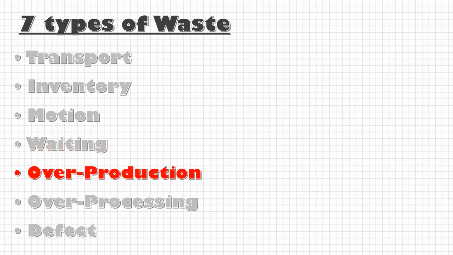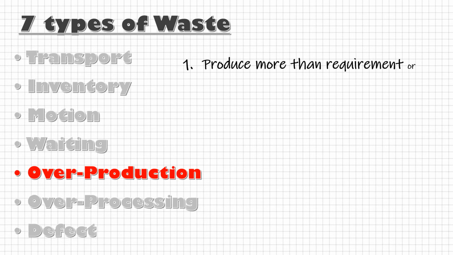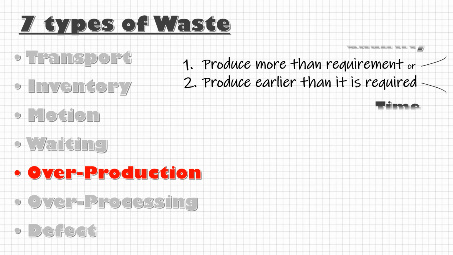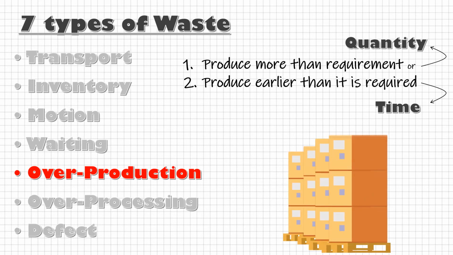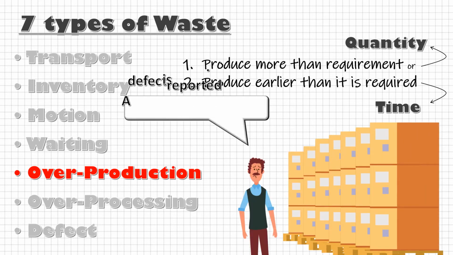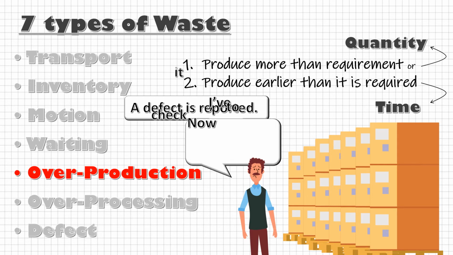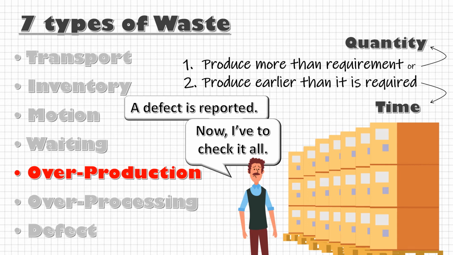It is waste when, number 1, we produce more than the customer demand, and number 2, we produce earlier than it is required. Remember, just in time? In fact, it is considered the most dangerous type of waste as it easily leads to other waste. If we produce more, we have more inventory, more waiting time for processing, more handling, and so on. Everyone has gone through this. A defect is found in the production line, and now we have to verify all the products available in the organization. And then we realize that we have overproduced.